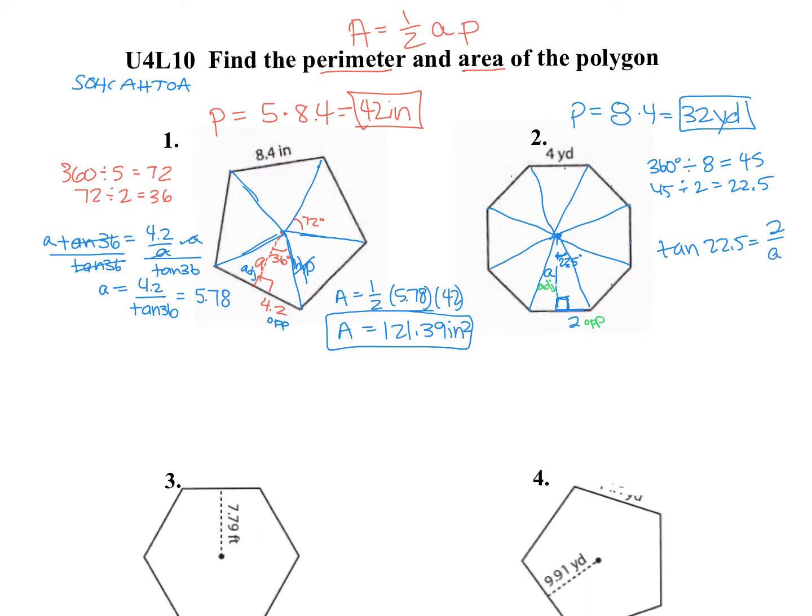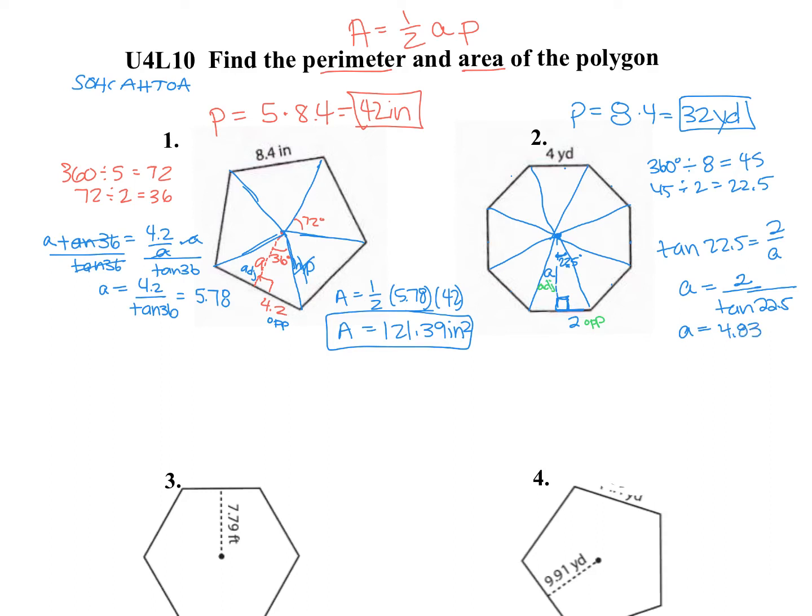Now I'm going to divide both sides by tan 22.5. So I'm going to get apothem equals 2 divided by tangent of 22.5. I'm going to plug that into my calculator, and I'm going to get an apothem of approximately 4.83.